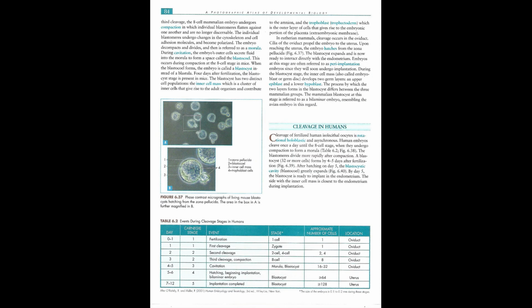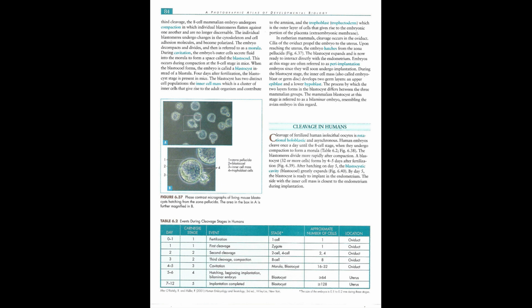Following third cleavage, the 8-cell mammalian embryo undergoes compaction, in which individual blastomeres flatten against one another and are no longer discernible. The individual blastomeres undergo changes in the cytoskeleton and cell adhesion molecules, and become polarized. The embryo compacts and divides, and then is referred to as a morula.